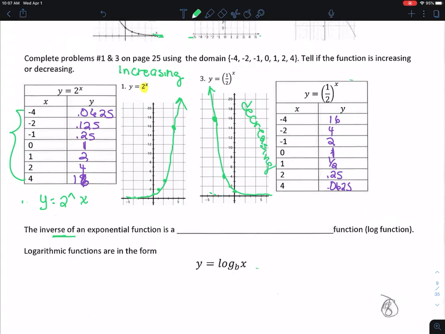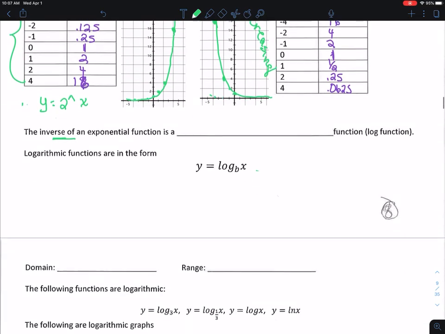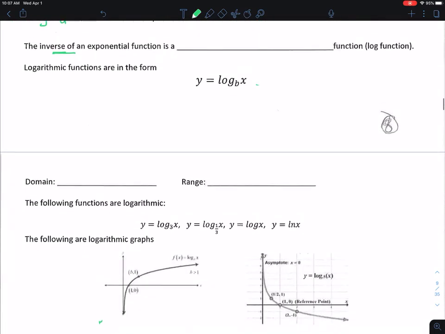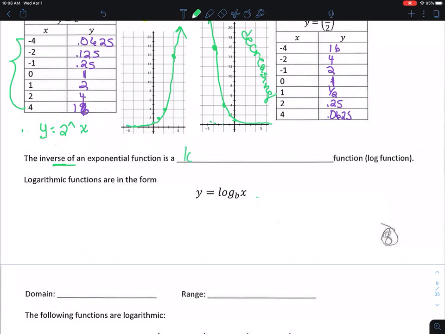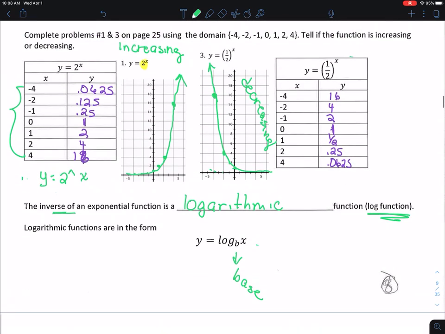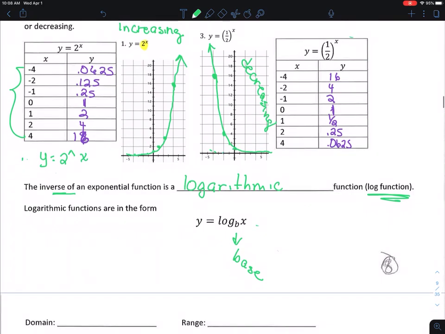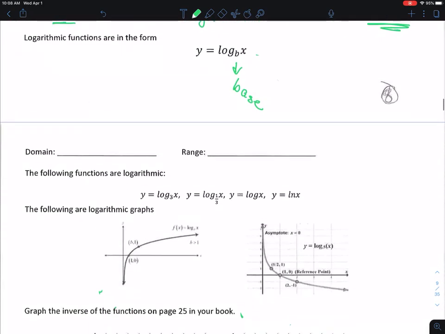Okay? Now, the inverse of an exponential function is a logarithmic function. We mostly just call it a log function. And it's written in the form y equals log base b of x. So this is the base that we had in our exponential. That base is the same. And the restrictions for that base remain the same.